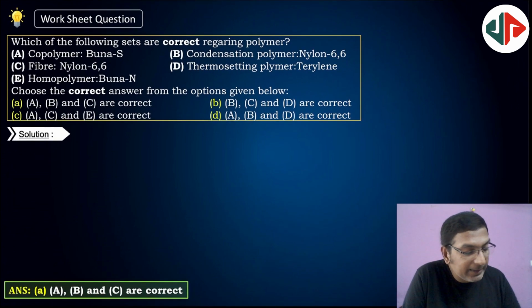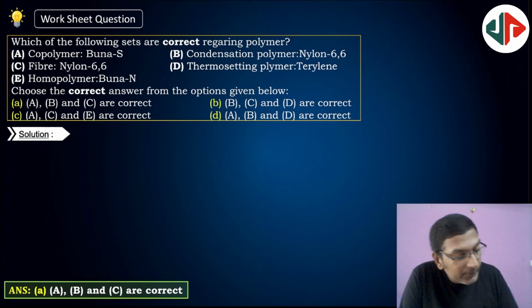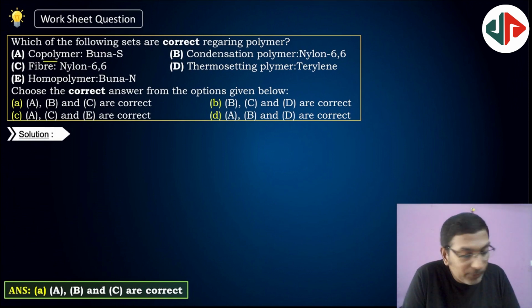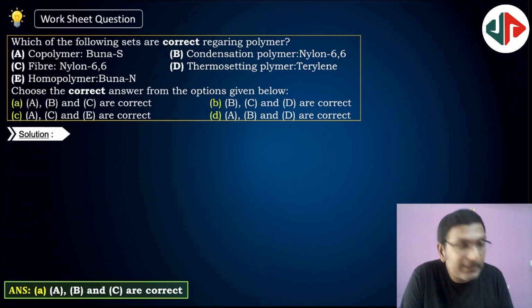Which of the following sets are correct regarding polymer? First, copolymer Buna S, which is correct. Buna S contains 1,3-butadiene and styrene. Therefore A is correct. Next, condensation: nylon 6,6 is a condensation polymer due to functional groups. C, fiber: nylon 6,6 due to hydrogen bonding. These are fibers.